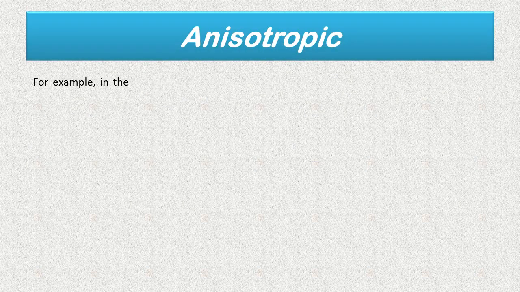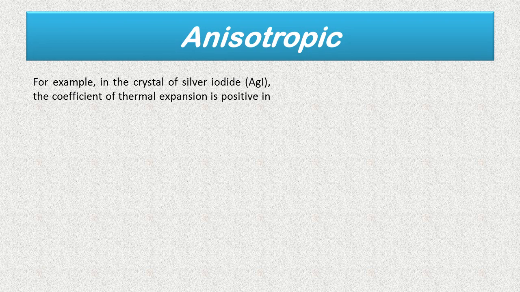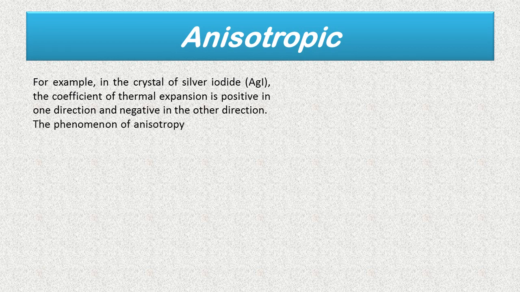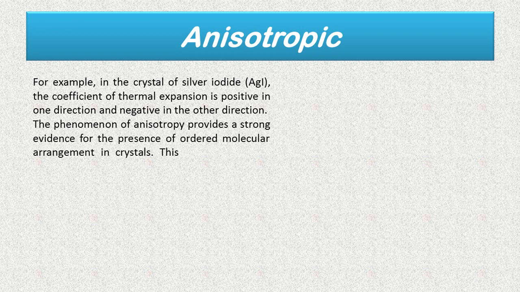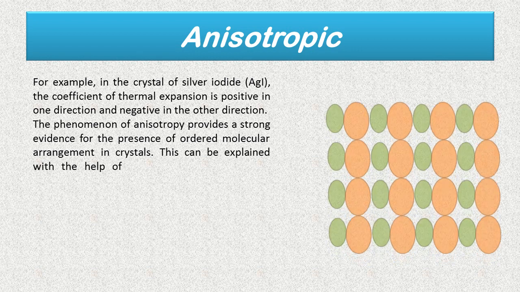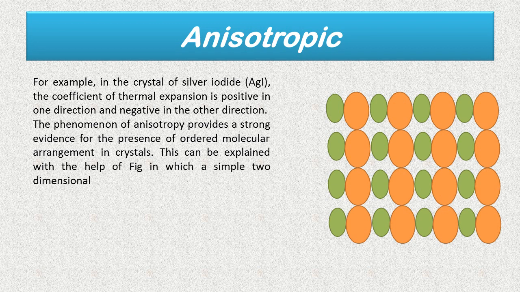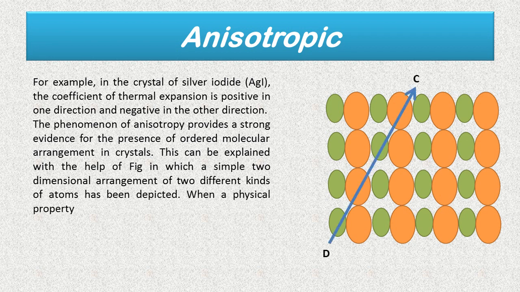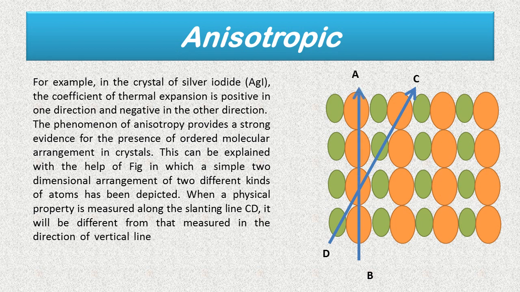For an example, in the crystal of silver iodide, the coefficient of thermal expansion is positive in one direction and negative in other direction. The phenomenon of anisotropy provides a strong evidence for the presence of orderly molecular arrangement in the crystal. This can be explained with the help of diagram in which a simple two-dimensional arrangement of two different kinds of atoms has been depicted. When a physical property is measured along the slanting line CD, it will be different from that measured in the direction of the vertical line AB, as line CD contains alternate type of atoms while line AB contains one type of atoms only.